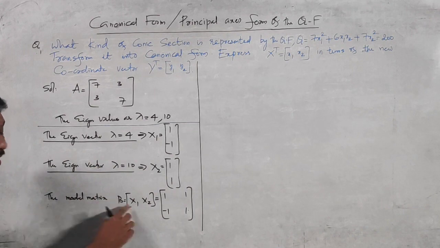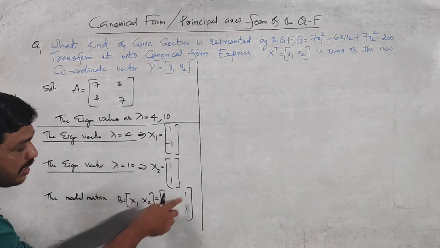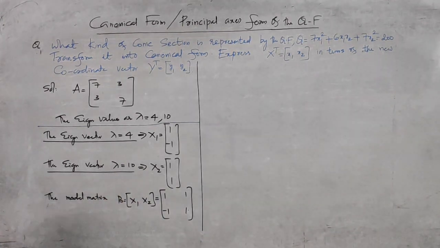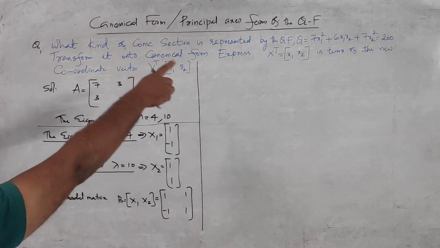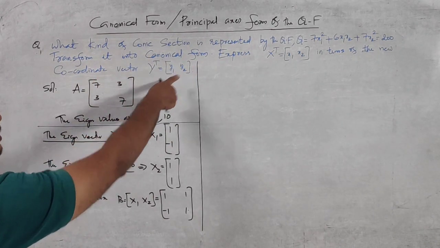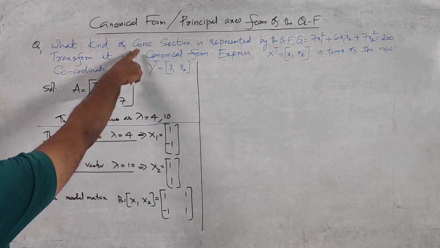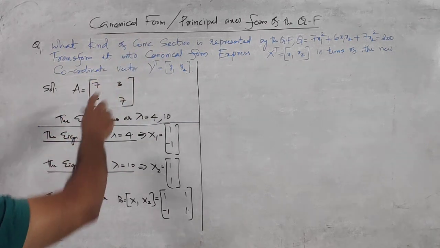We want to create the model matrix B. The model matrix B is x1 x2, where x1 is 1, minus 1 and x2 is 1, 1. In this question, your problem is to express this quadratic form in canonical form. After that, you can identify what type of conic this quadratic form represents.